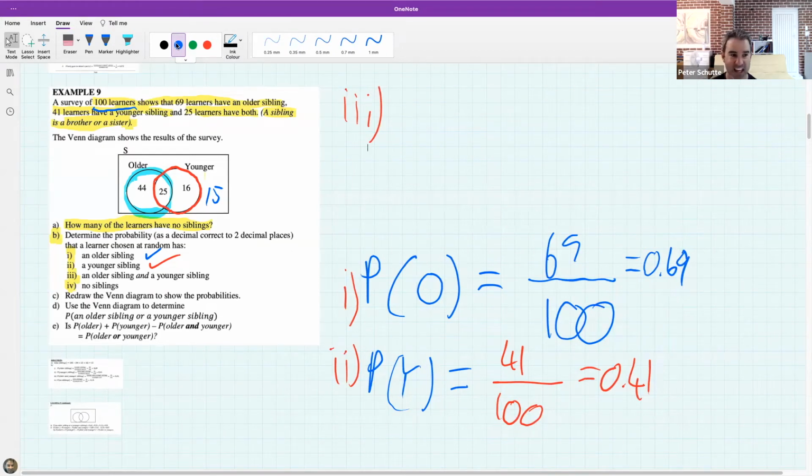So remember, the key word is and. What does and mean in probability? It means it's both. You must be in the Venn diagram where you can fall in both circles. So an older and a younger sibling. What region am I going to be looking at?